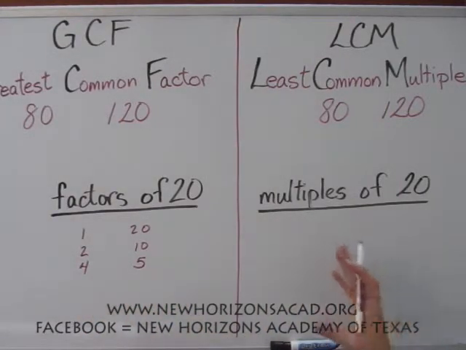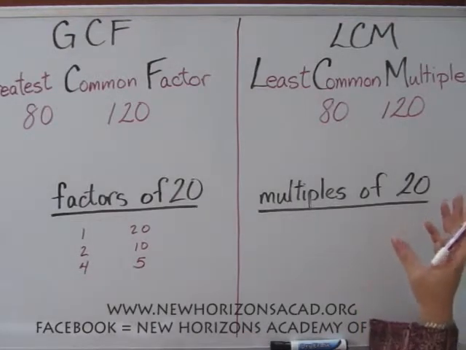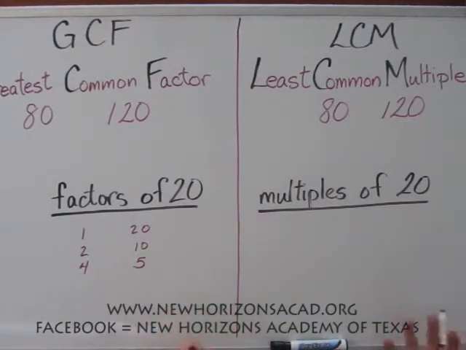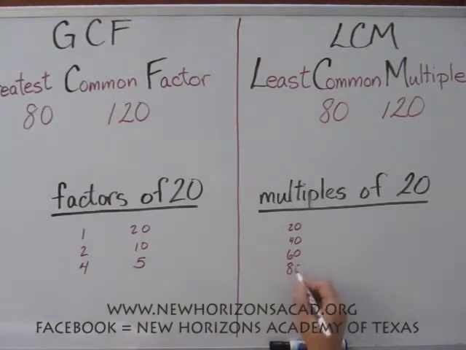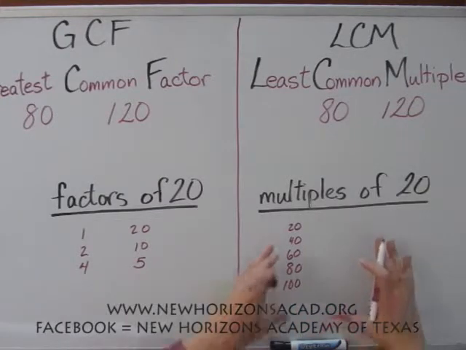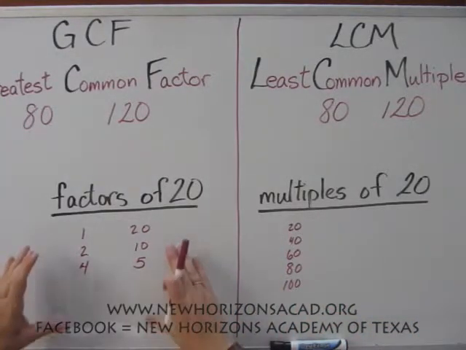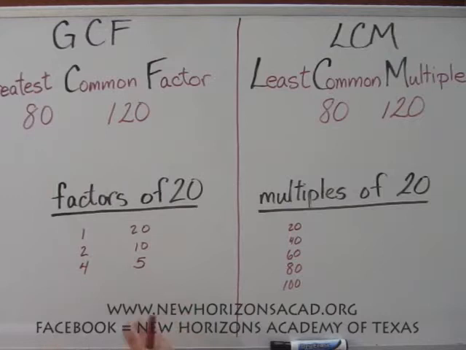Multiples of 20 means you have a number, in this case 20, and you get a bunch of them. So you have 20, 40, 60, 80, 100. So these are bunches of 20s, and these are ways that you can make 20. Factors are the ingredients to make something. A multiple is when you have a bunch of that something, whatever you're talking about.